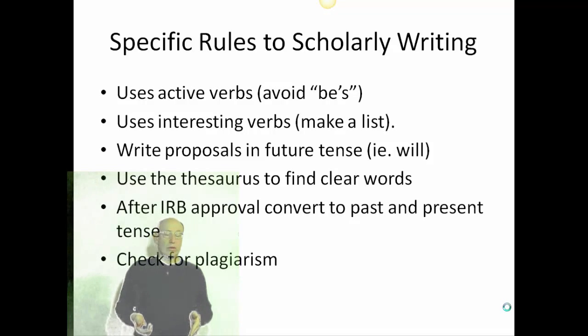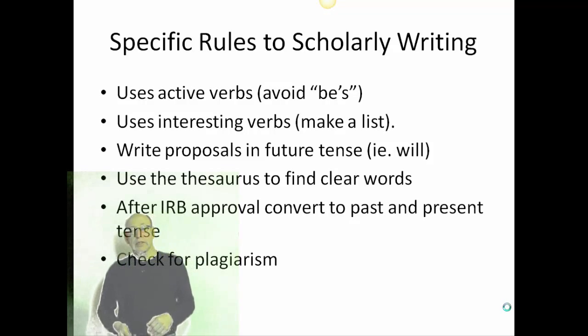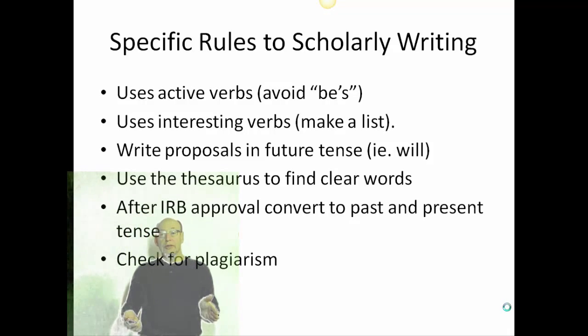When you write a proposal, it's got to be in future tense. Think about it. You're writing for what you're going to do, so you will do this. And then, when you get IRB approval on your proposal, you have to convert everything back to past and present tense, because by that time you've done it. So all those will verbs are going to become past and present tense.